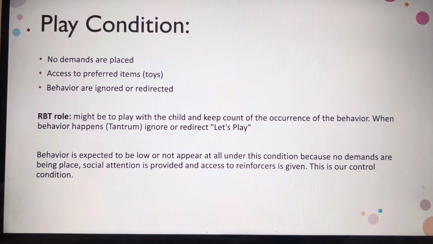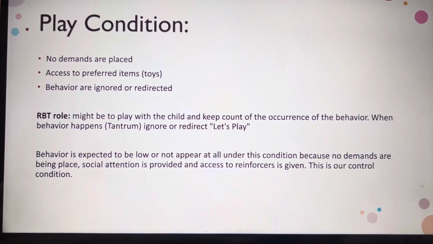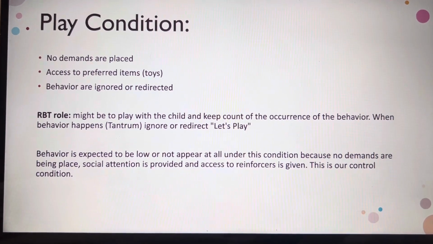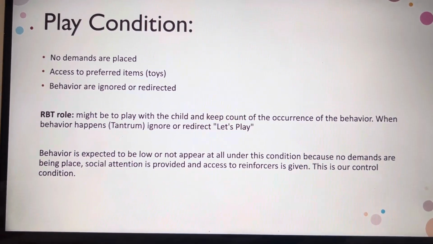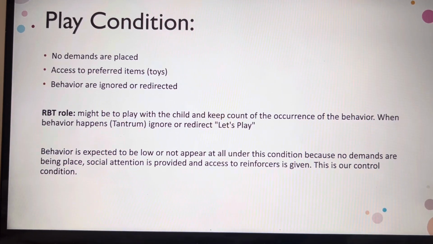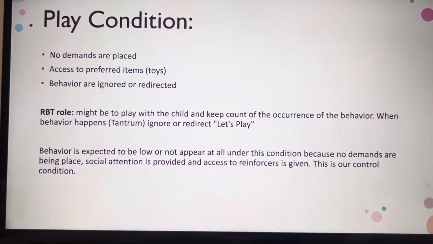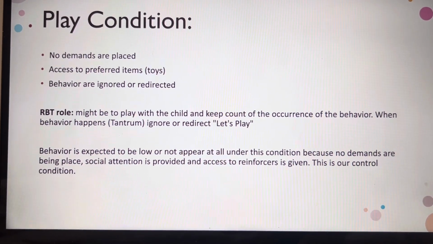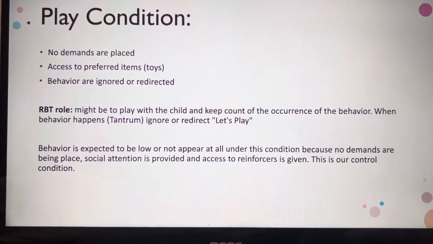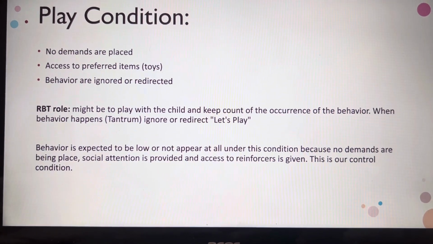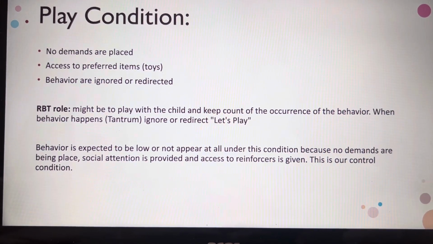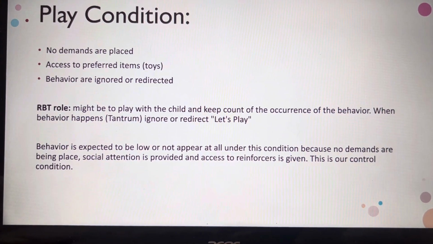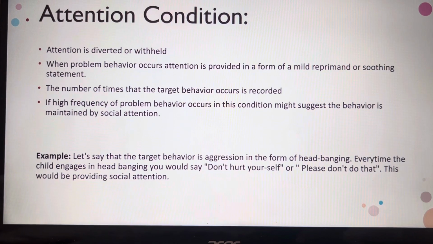Play condition. No demands are placed, access to preferred items is given, and behaviors are ignored or redirected. Your role might be to play with the child and keep count of the occurrences of the behavior when it happens. If, for example, the behavior was a tantrum and it happens, you ignore it or redirect it by saying, oh, let's play. Behavior is expected to be low or not appear at all because no demands are being placed. There is social attention being given. This is our control condition.